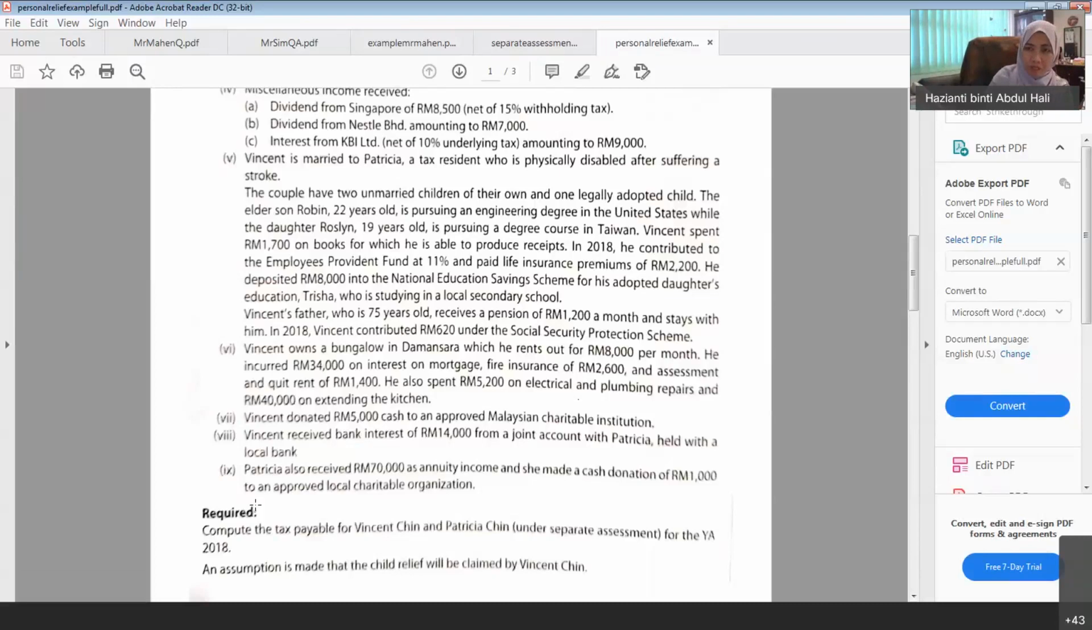Remember, even though the dividend and interest are exempted, please include them in your calculation. You can put a dash or nil, that's fine. Can you all try to calculate and give me the aggregate income for Vincent? We start with employment income, section 4B, don't do 4A yet.